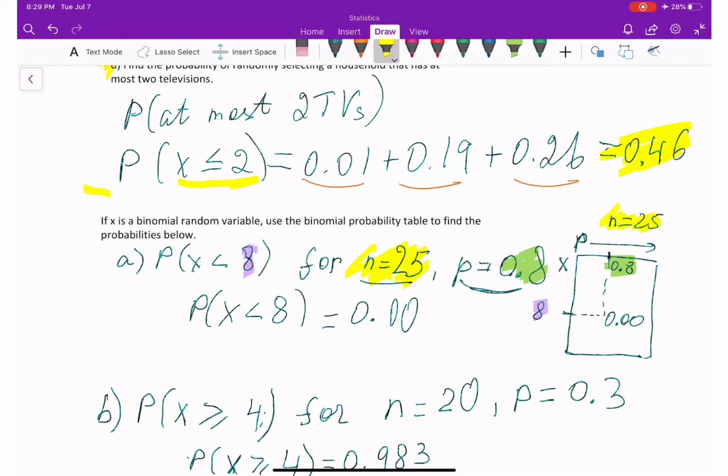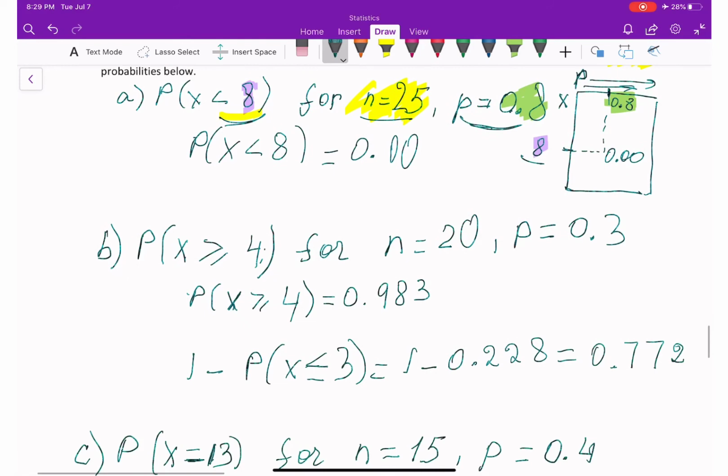So vertically you are looking for x, which is 8 in this case. And then horizontally you are looking for the probability of success, which is 0.08, and the intersection will give you the probability that X is less than or equal to 8. All right.